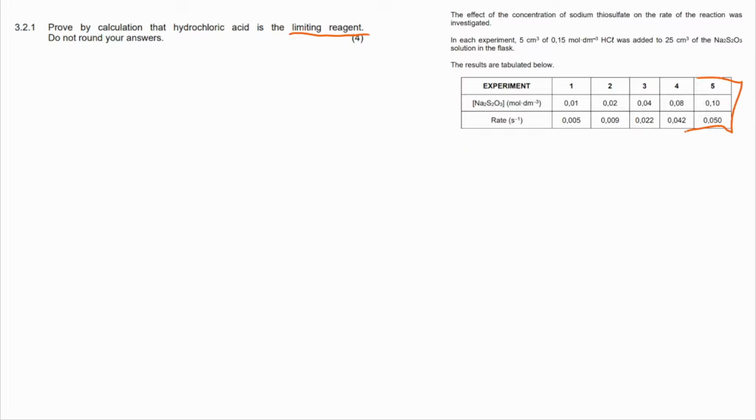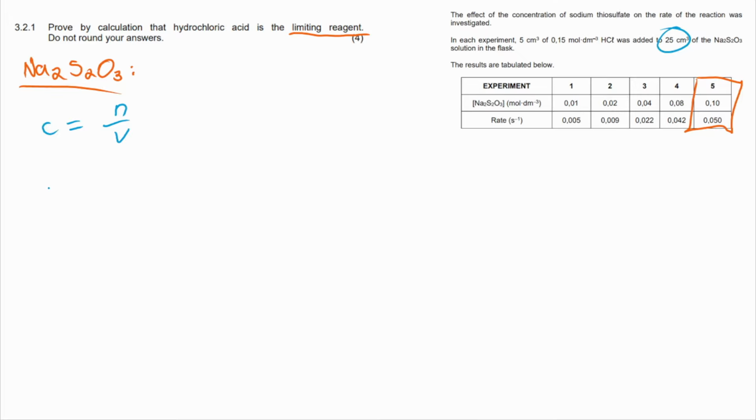So again, we're looking at experiment 5. Let's work with sodium thiosulfate. I always like to label like this. It's good practice. Again, we need the number of moles. That's our first step when doing these limiting reagent problems. So we have C is n over V. We know the concentration, we know the volume. So we have those values.